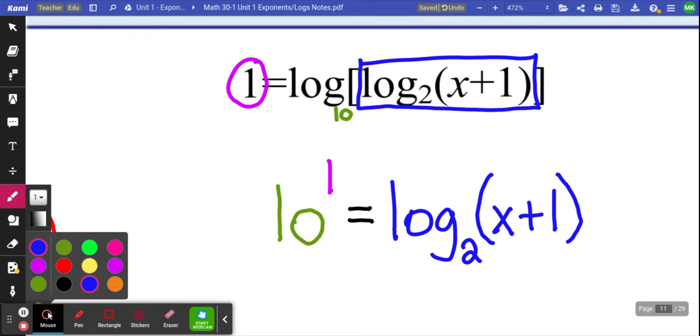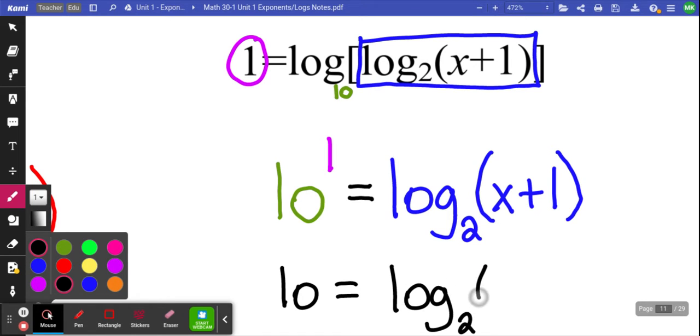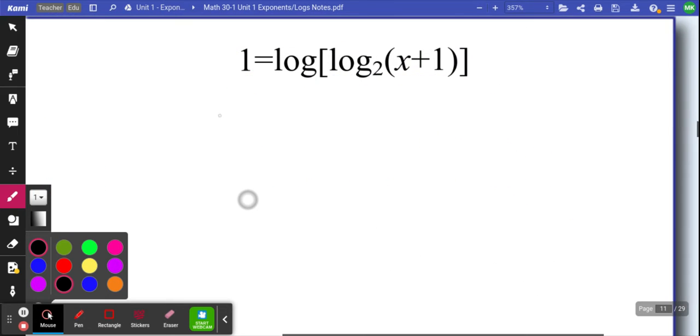Now, typically in these intimidating looking questions, once you start on a path, things should either go really good for you, like, oh, that's actually not so bad, or it's going to get really messy because you made a mistake, right? This actually turns out really nice for us. What's 10 to the power of 1? It's just 10. So I really have 10 equals log base 2 of x plus 1. And I've turned this essentially into a basic log question.